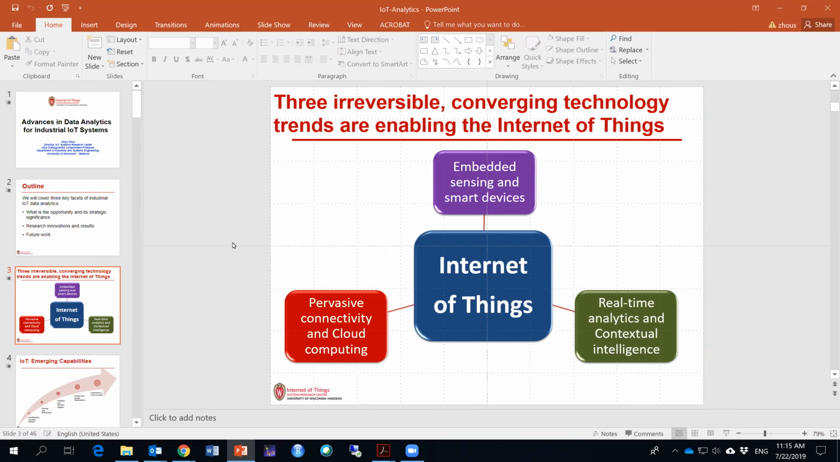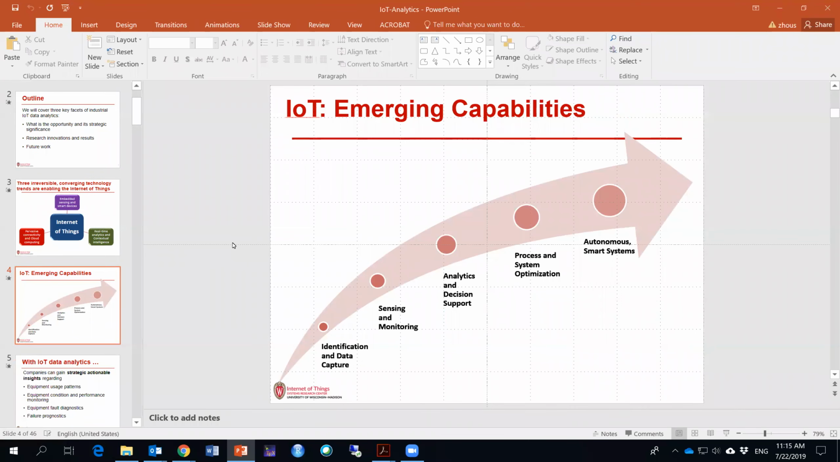And enabled by these two technology trends, we can collect data from the devices in the field. And the third trend is the real-time data analytics. So using this advanced algorithm, we can convert the data into decision to optimize the system operation. So the IoT technology bring in a lot of new capabilities.